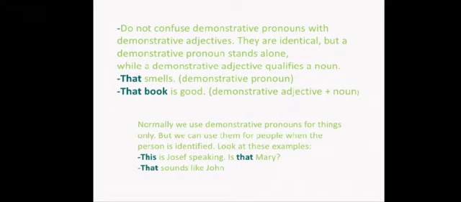Normally, we use demonstrative pronouns for things only, but we can use them for people when the person is identified. Look at these examples. This is Joseph speaking. Is that Mary? That sounds like John. So this and that here are used as demonstrative pronouns.